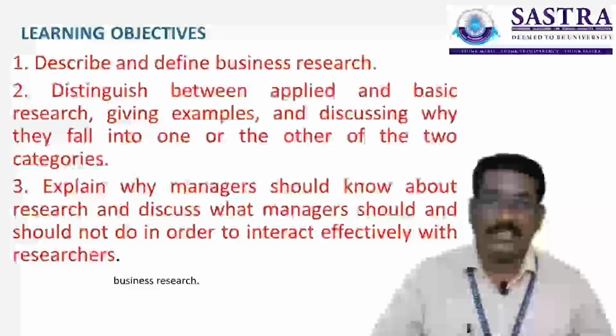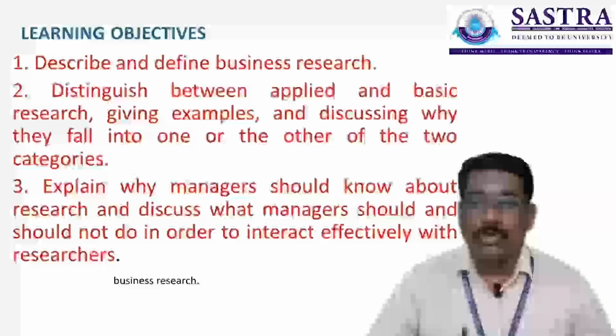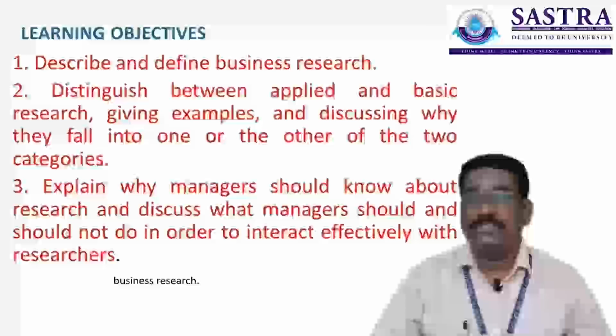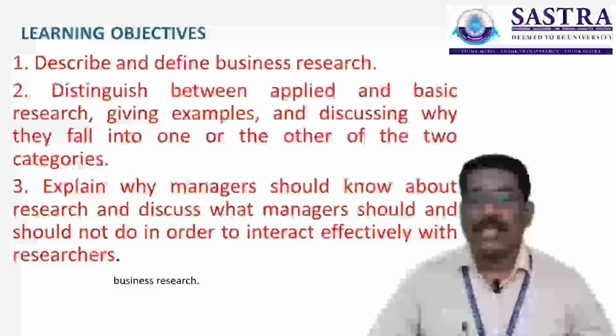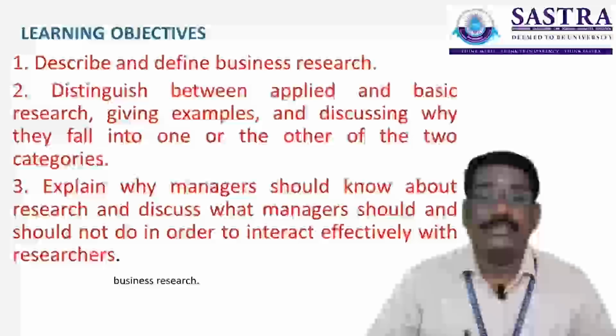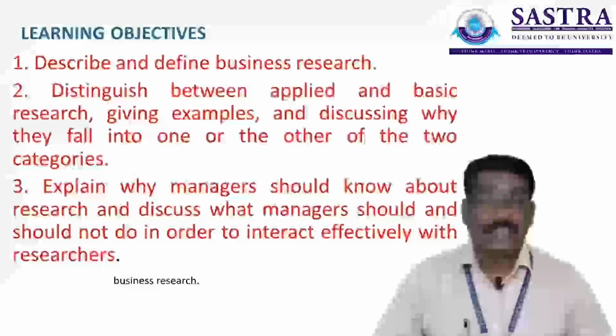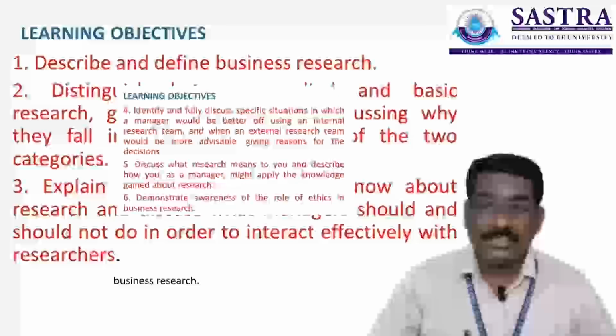One is applied and basic research. And I need to give you demonstrative examples and also discuss why they fall into one or the other of the two categories. The third learning objective is to explain why managers should know about research and discuss what managers should and should not do in order to interact effectively with the researchers.